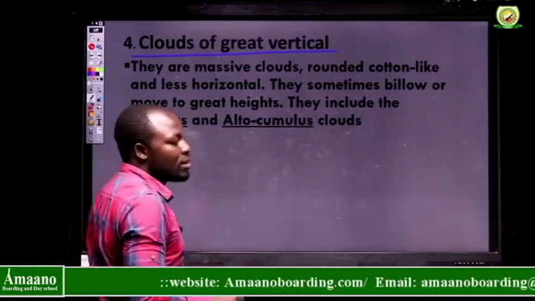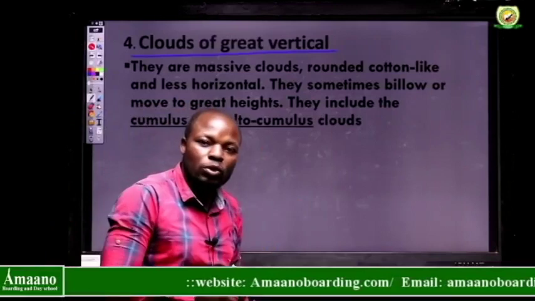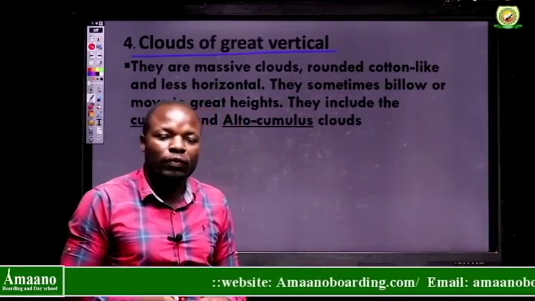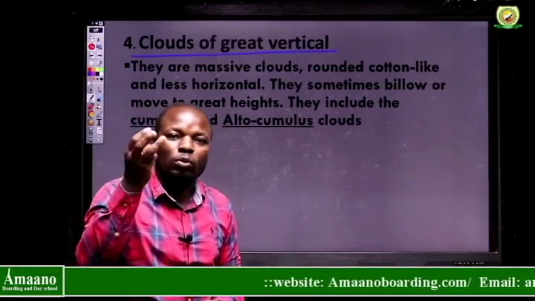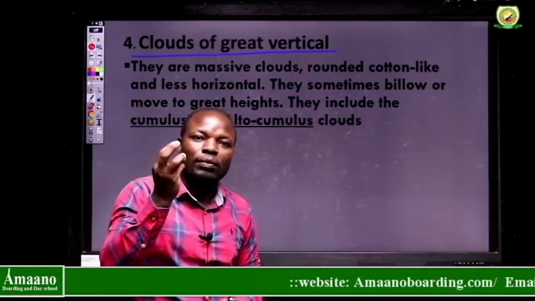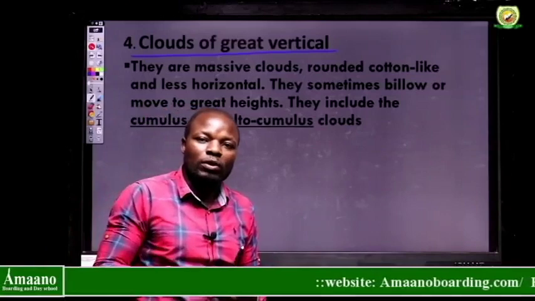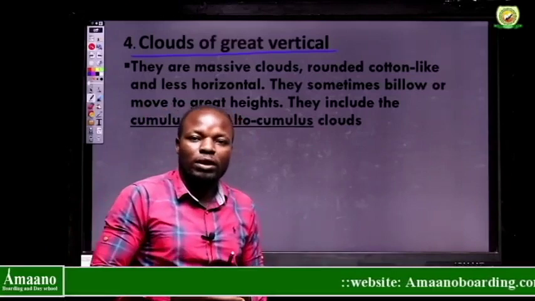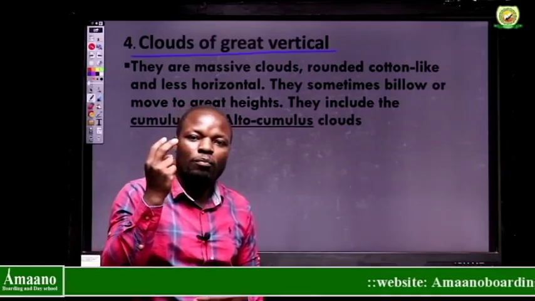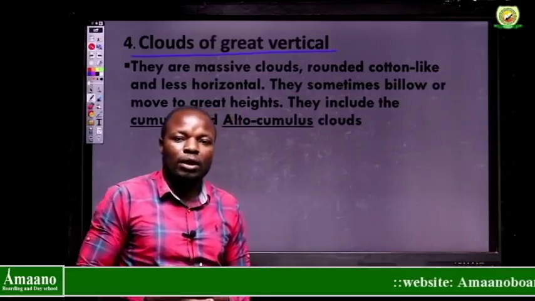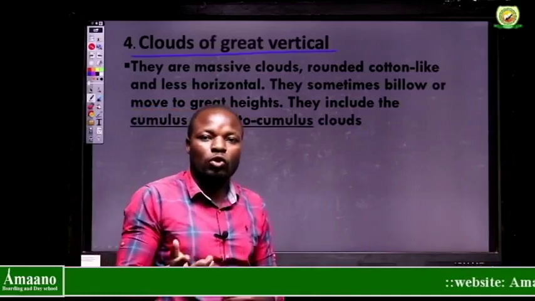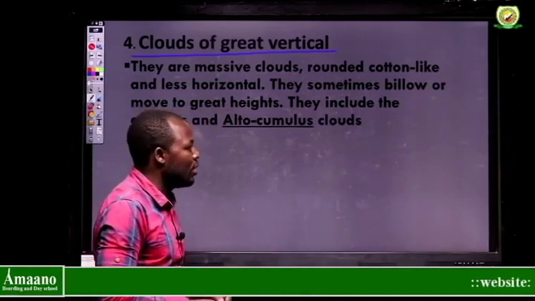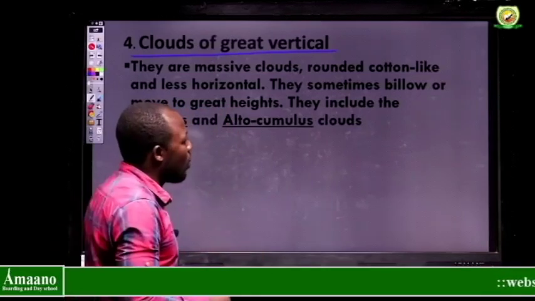Good. That brings us to the end of our lesson today, where we were revising about clouds. We have looked at the four types of clouds: clouds of great vertical height, medium clouds, high clouds, and low clouds, with examples including the cumulus, the altocumulus, the cirrus, and the stratus. That brings us to the end of our lesson.